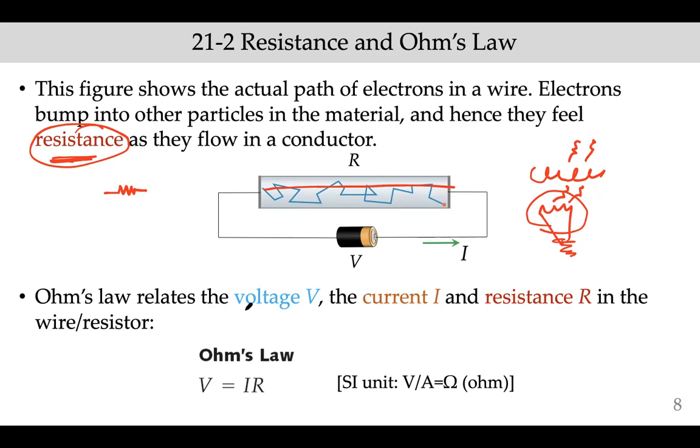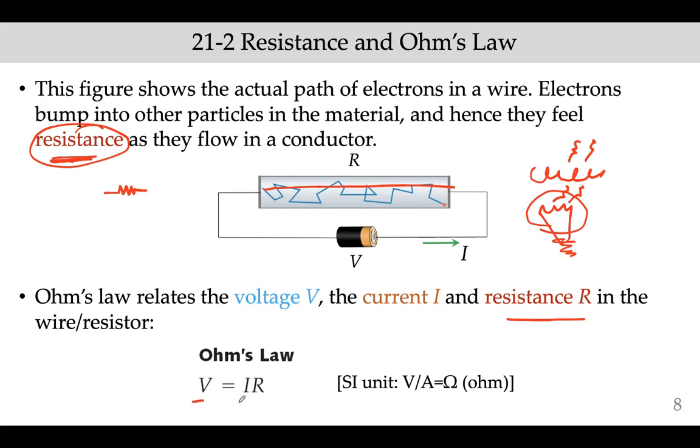So Ohm's law relates the voltage, the current, and the resistance. Now we have a wire or a resistor like this. It has the resistance R. This quantifies how much resistance the electrons or the current would feel. And it depends on the material. It's different in copper, it's different in gold, it's different in aluminum. It also depends on the length and the area of the resistor. We will come to that in the following slides, but for now it's just Ohm's law.